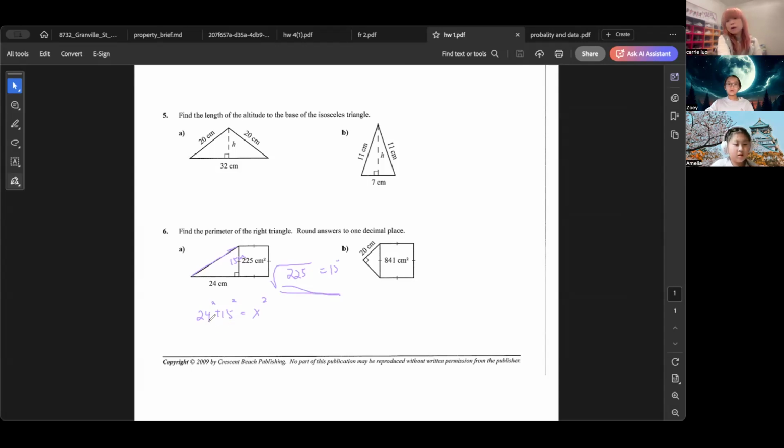So what is 24 squared, Amelia? 576. 576 plus 225 equals x squared. So x squared equals what? 801. So x equals about 28.3, right? So plus 15 plus 24, and you're done. Get it? Okay, very good. Now let's move forward to number B. Amelia and Zoe, your turn.